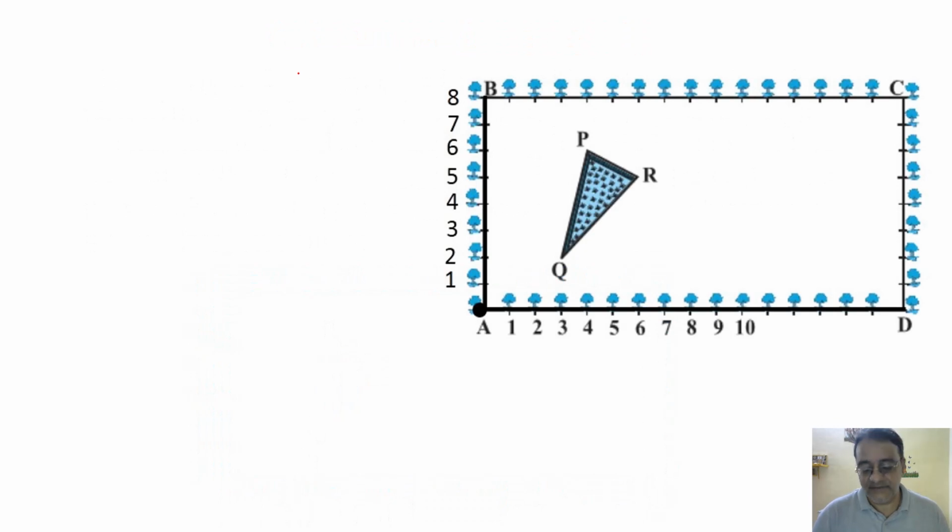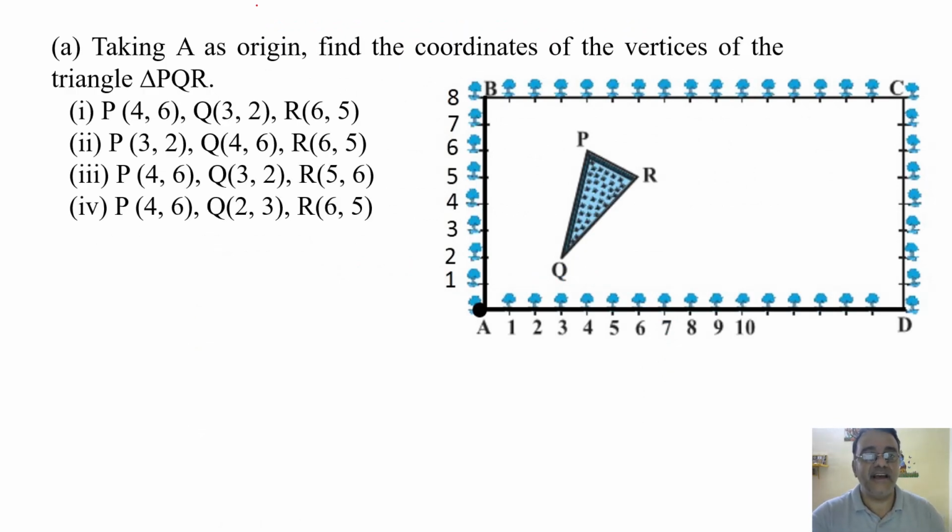So let us start with the first question. Taking A as origin, find the coordinates of the vertices of triangle PQR. So चलो P और QR का देखते हैं. देखो P कितना होगा? 4 6. 4 6. So 4 6 मतलब ये एलिमिनेट हो गया हम लोग का, ठीक है.